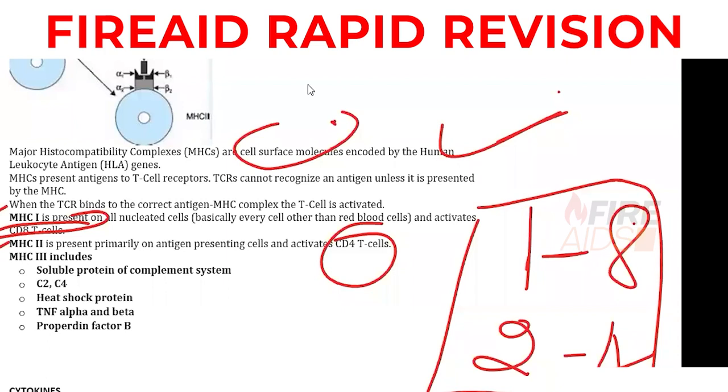Now MHC 3, this is a NEET PG MCQ. The answer for that MCQ was TNF alpha. MHC 3 includes soluble proteins of the complement system, C2 and C4, heat shock protein, TNF alpha and beta, and properdin factor B. So these 5 points you should know.